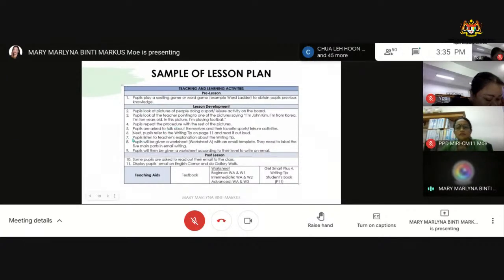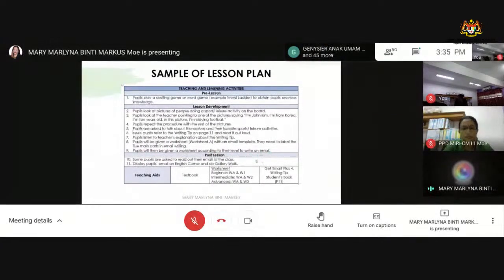Okay, and I highlight here number 6. Next, pupils refer to the writing tip on page 11 and read it out loud. Okay, and then pupils listen to the teacher's explanation about the writing tip. Pupils will be given worksheet A with an email template. So here worksheet A will be given to all levels of students, okay? And they need to label the 5 main parts in email writing. Then pupils will be given a worksheet according to their level to write an email.